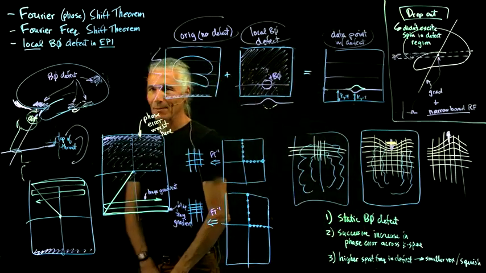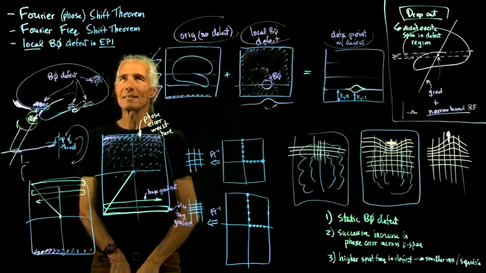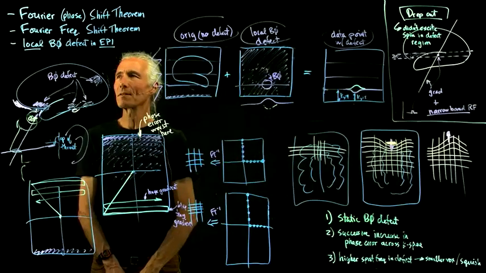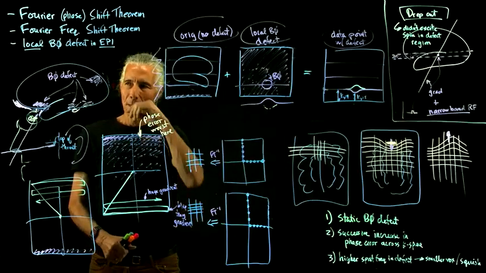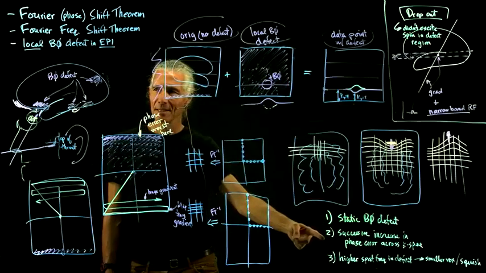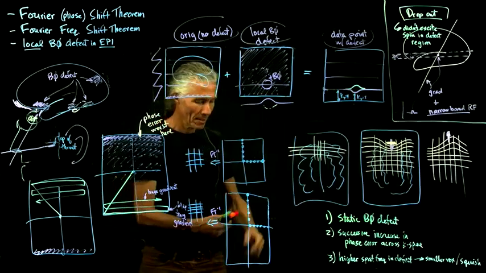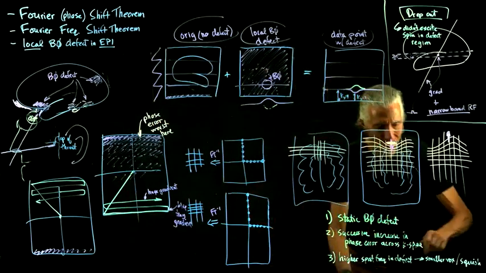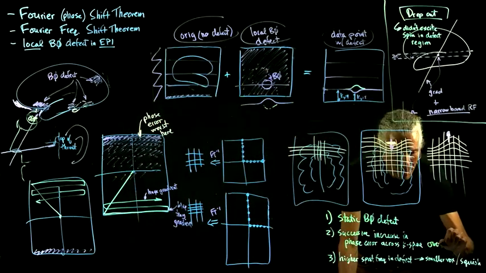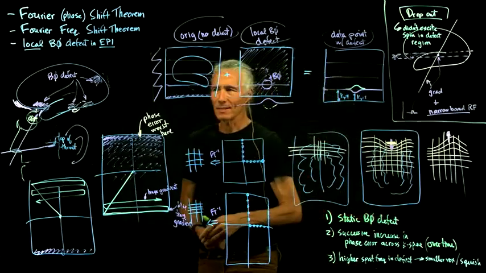Okay, so that was kind of a long lecture. Any questions about Fourier phase shift theorem, Fourier frequency shift theorem, or local B0 defect, which is this combination of a defect plus successive increases in the phase error over time across k-space? That's the critical part. And those two things together end up causing this squishing.